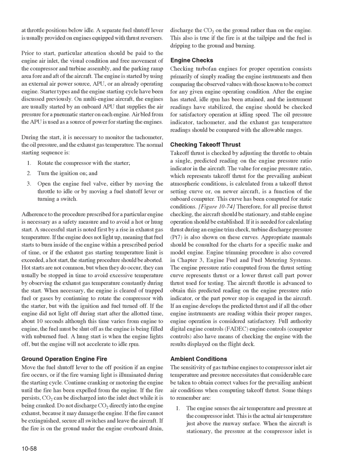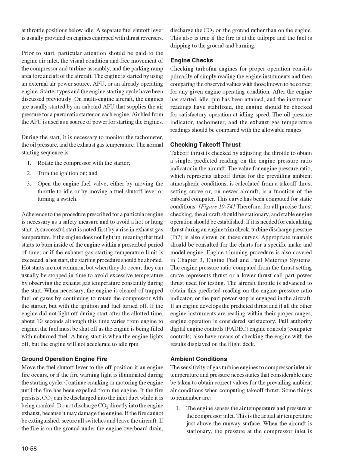Checking takeoff thrust. Takeoff thrust is checked by adjusting the throttle to obtain a single, predicted reading on the engine pressure ratio indicator in the aircraft. The value for engine pressure ratio, which represents takeoff thrust for the prevailing ambient atmospheric conditions, is calculated from a takeoff thrust setting curve or, on newer aircraft, is a function of the onboard computer. This curve has been computed for static conditions.